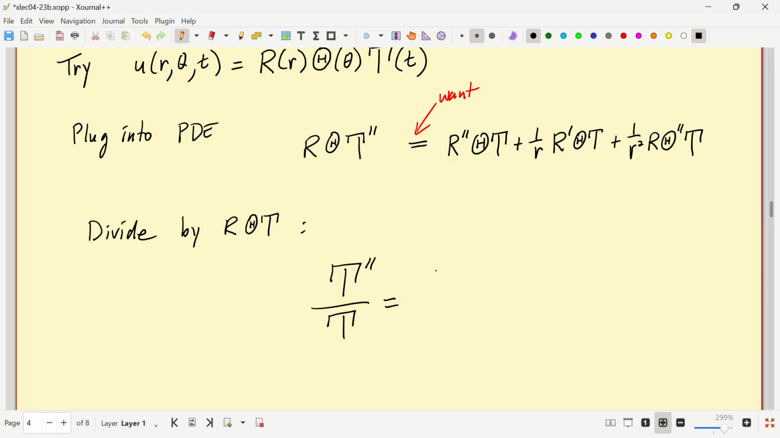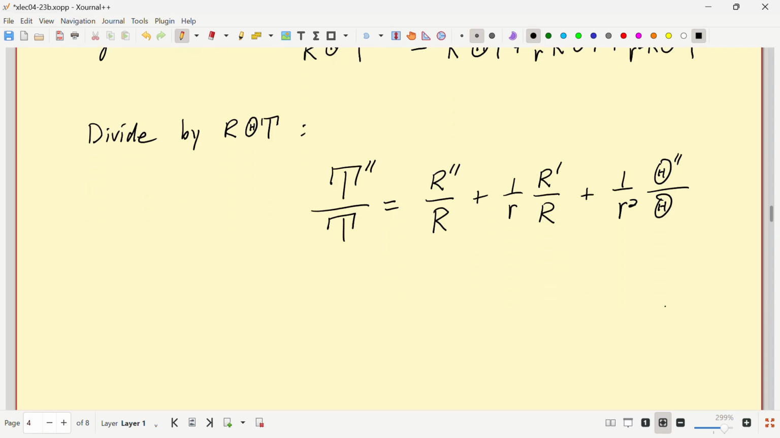Then I would get T double prime over T equals, let's see, what do I get? R double prime over R plus 1 over r, R prime over R, plus 1 over r squared theta double prime over theta. And you stare at that and realize, oh, I've seen something like this before. This is a function of t. And this side is a function of r and theta.